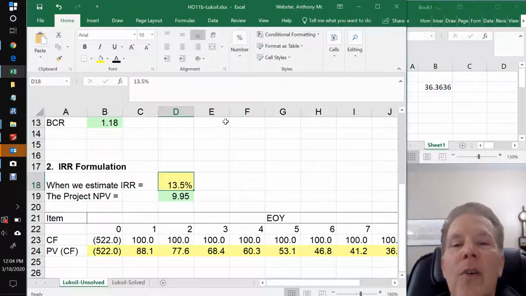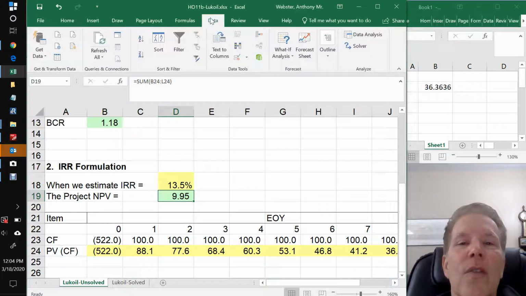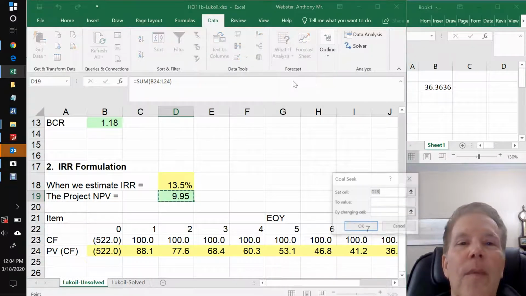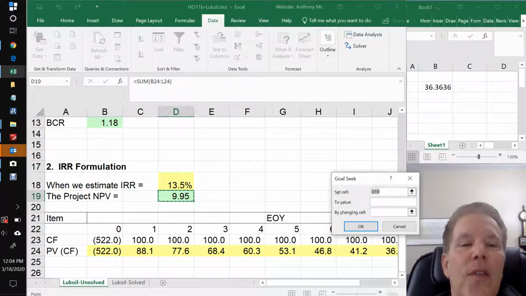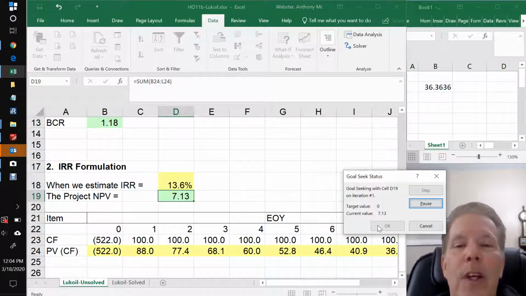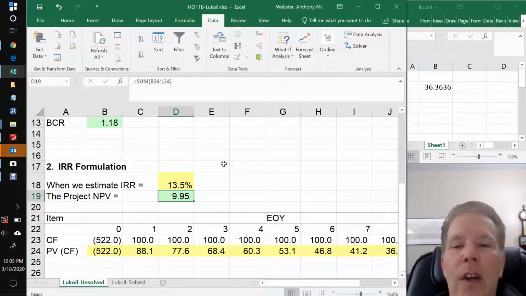But there's a better way to do this here, and that's to use the goal seek function in Excel. So we go to data, what-if analysis, goal seek, and we want to say set that NPV, which is in D19, to our value of 0 by changing our guess at the IRR. And blammo, we've got it not working. And this is a bug in my version of Excel on this computer, which drives me crazy.